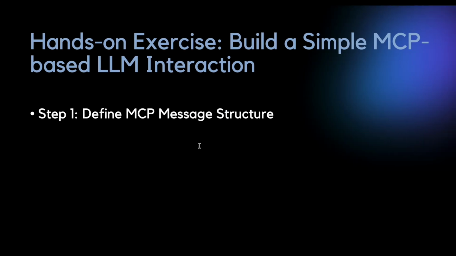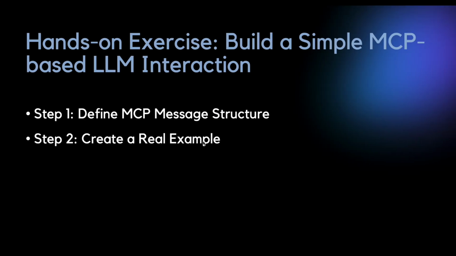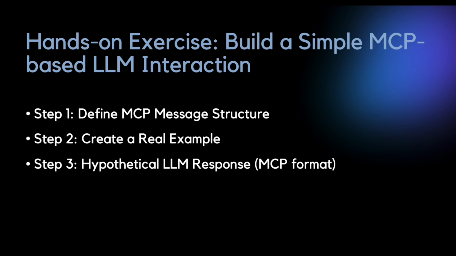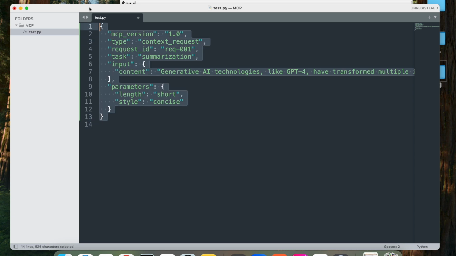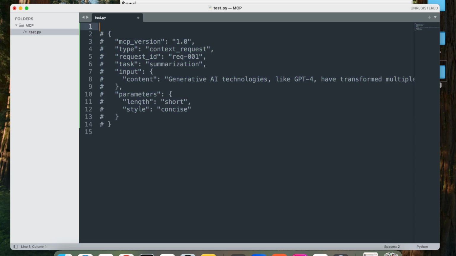So that's our step 2, which was to create a real example. Next, let's go to step 3, where we will be creating a hypothetical LLM response in MCP format. So let's go ahead, and here I'm going to comment this out, and I'll say this is my request. Next, for the response, let's see how the response looks.